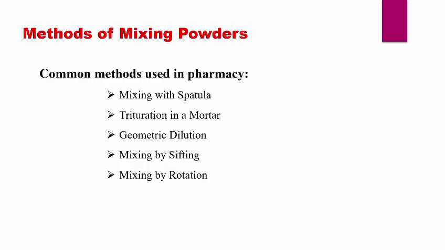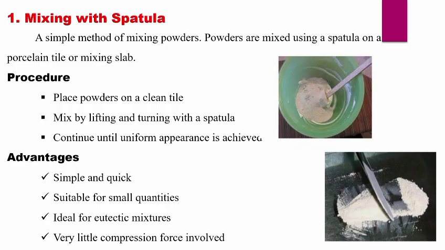Next, we are going to see about the methods of mixing powders. Common methods used for mixing powders are mixing with spatula, trituration in a mortar, geometric dilution, mixing by sifting, and mixing by rotation. First, we are going to discuss mixing with spatula.